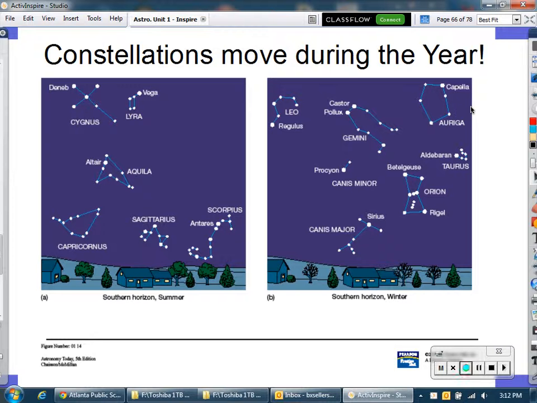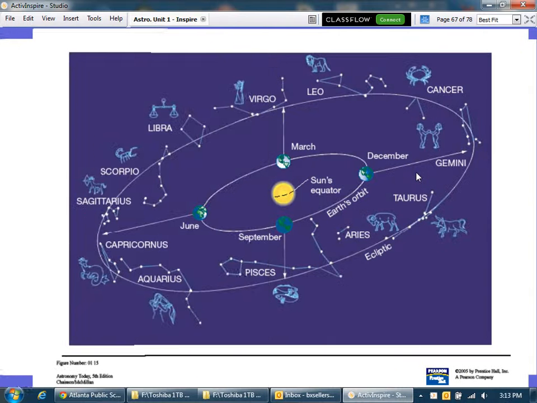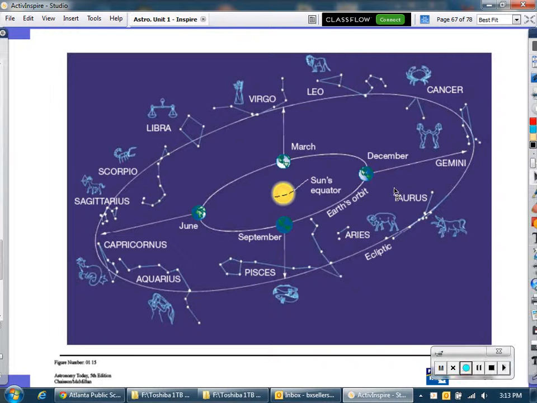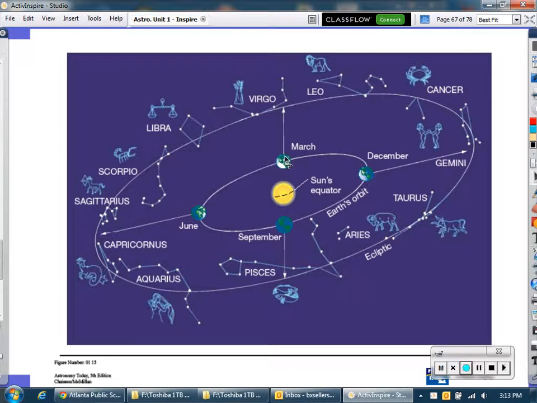This is just evidence that constellations move during the year. This is the reason for the zodiac. The zodiac symbols are based off of when we would see them at night, based on the Earth's revolution around the sun. So in December, we're going to be looking out to this direction, and obviously March here, and so forth. So we notice different constellations because the Earth is moving.